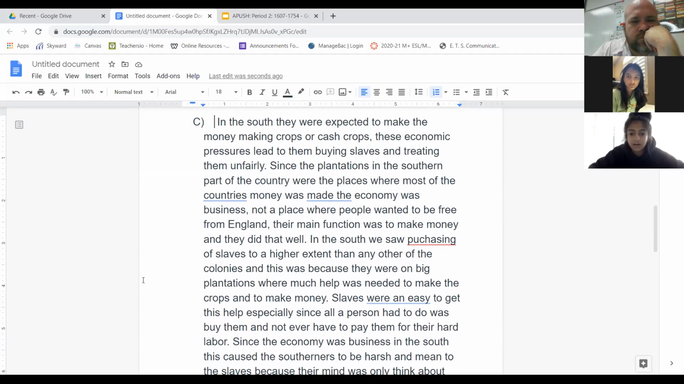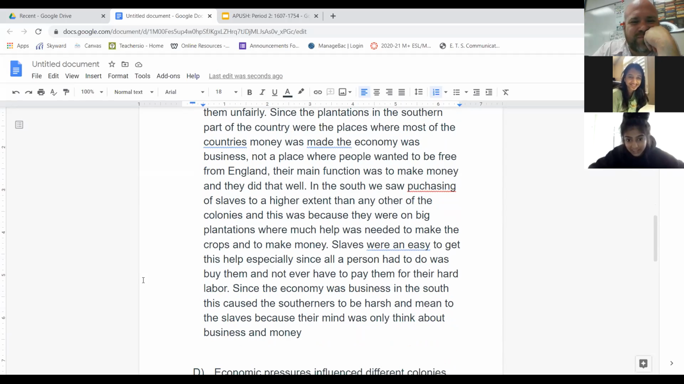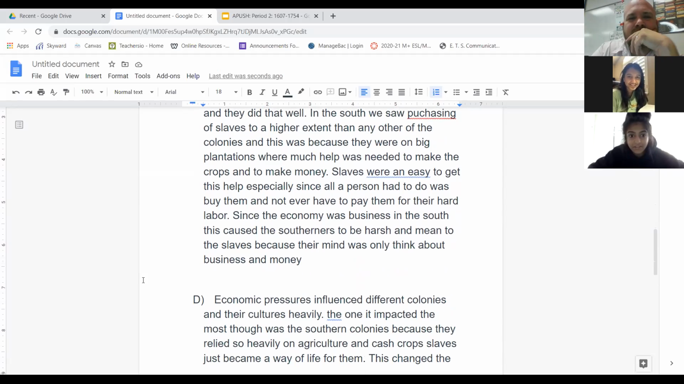In the South, we saw purchasing of slaves to a higher extent than any other of the colonies, and this was because they were big on plantations where much help was needed to make the crops and to make money. Slaves weren't easy to get this help, especially since all a person had to do was buy them and not ever have to pay them for their hard labor. Since the economy was business in the South, this caused the Southerners to be harsh and mean to their slaves because their mind was only think about business and money.